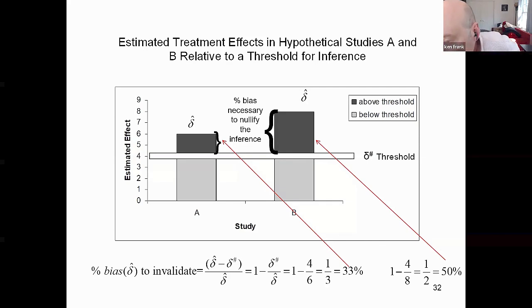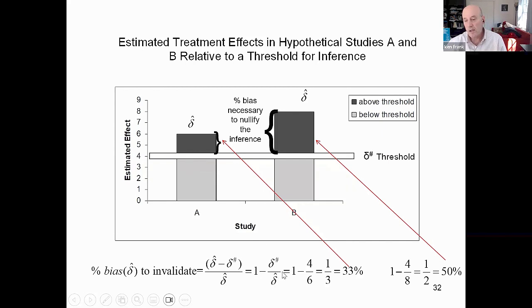So just to introduce a little bit of notation then, we are going to use delta to represent an effect. Delta hat represents an estimated effect, and delta pound sign we'll use to represent the threshold. So when we want to characterize how much of an estimated effect exceeds the threshold, we'll say, well, we could have delta hat minus delta pound sign. That's the difference between the estimate and the threshold, divided by the estimated effect. And just a touch of algebra would say that's 1 minus the threshold over the estimated effect.